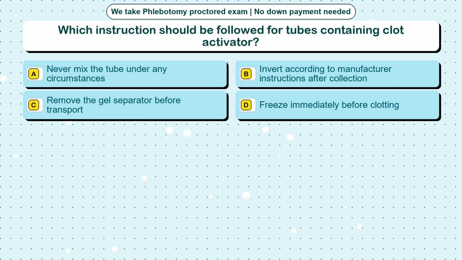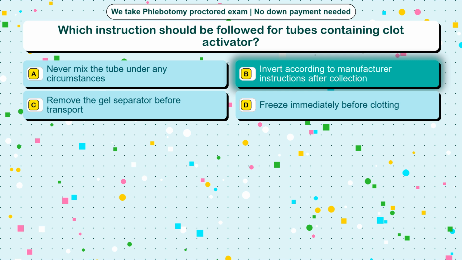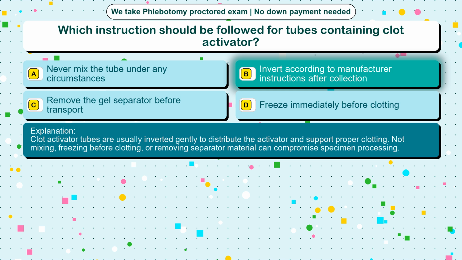Option B. Invert according to manufacturer instructions after collection. Option C. Remove the gel separator before transport. Option D. Freeze immediately before clotting. The correct answer is option B. Invert according to manufacturer instructions after collection. Clot activator tubes are usually inverted gently to distribute the activator and support proper clotting.